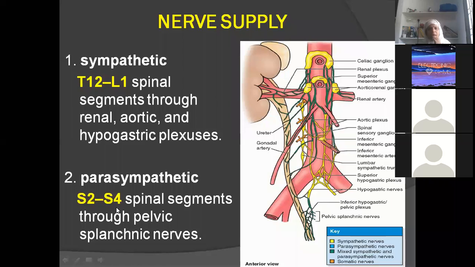Parasympathetic nerves, it is not vagus, you see. Remember, in the pelvic region, we do not have the vagus nerve. Instead, we have sacral nerves, S2 to S4 spinal segments. Only till thorax and abdomen we have vagus. Blindly, we cannot write vagus here.